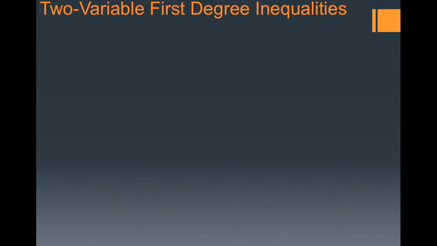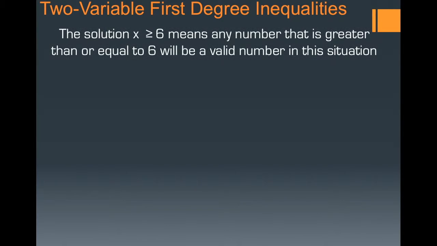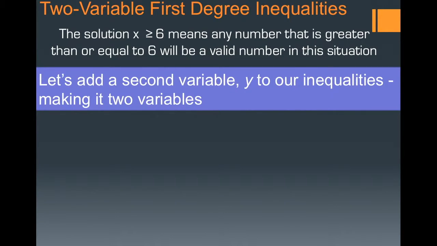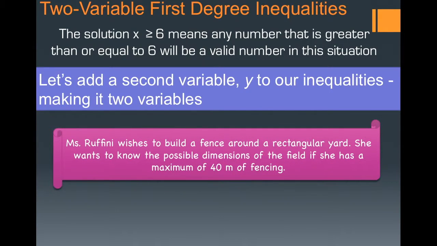Two variable first degree inequalities is our next topic for this PowerPoint. Just to go back to the last slide, the solution x greater than or equal to 6 means that any number that is greater than or equal to 6 will be a valid number in this situation. But now that we've seen the x's, let's add our second variable y to our inequalities so that we'll have an x and a y, making it two variables. Let me reread this question. I've tweaked it a little bit.